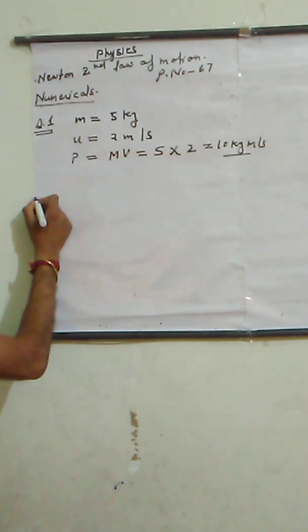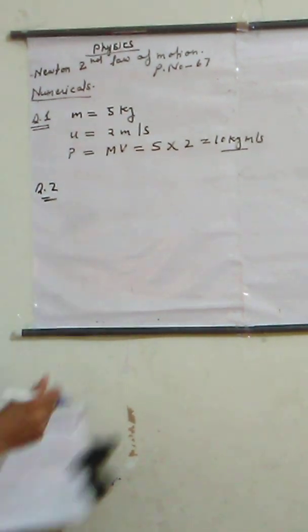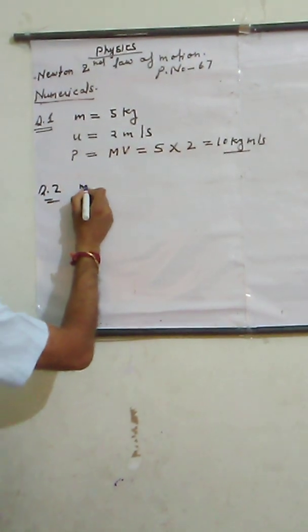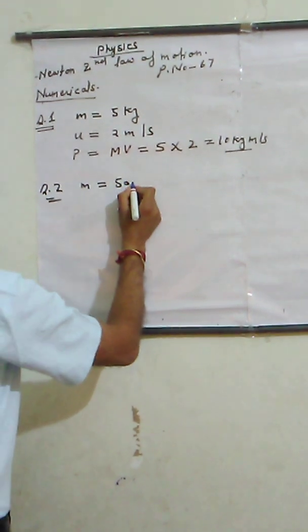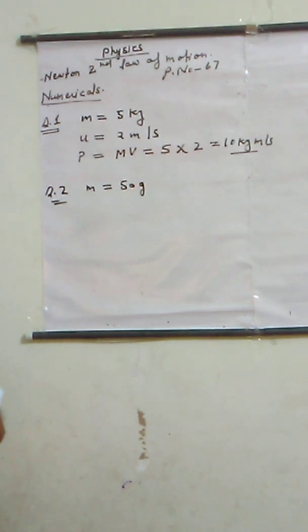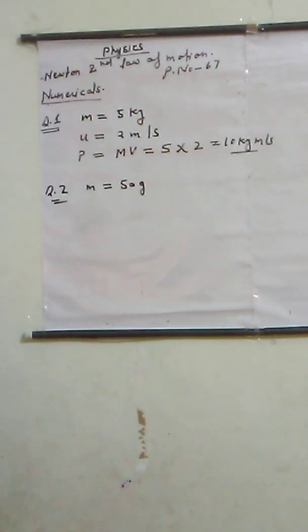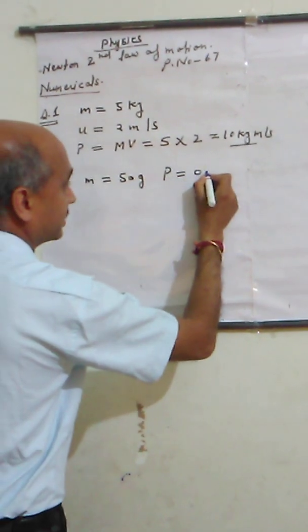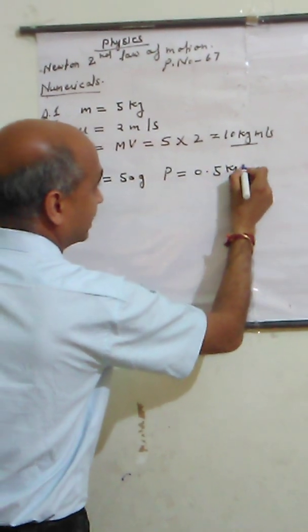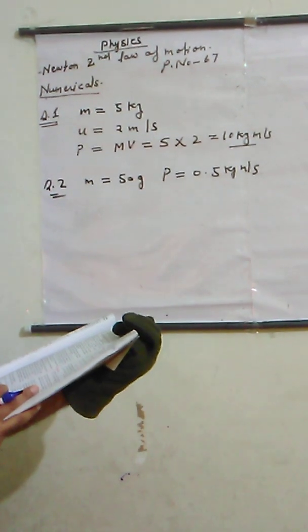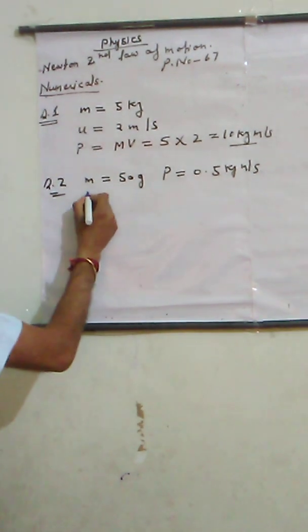Coming to question number 2. Question number 2 says the linear momentum of a ball of mass 50 grams, the mass is given to us, it is 50 grams, and the momentum, that is P equals to, is given to us, it is 0.5 kg meter per second. I think he is asking you to find the velocity. That means velocity we have to find.